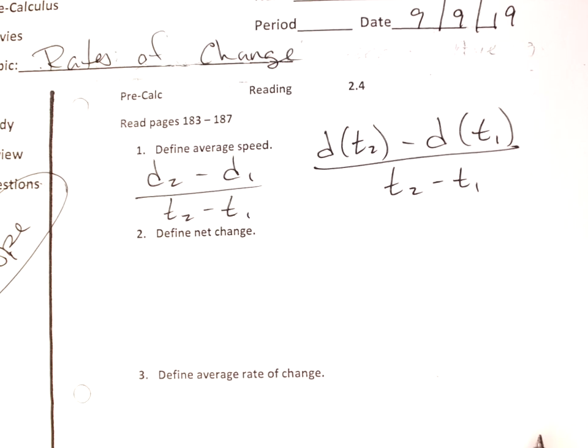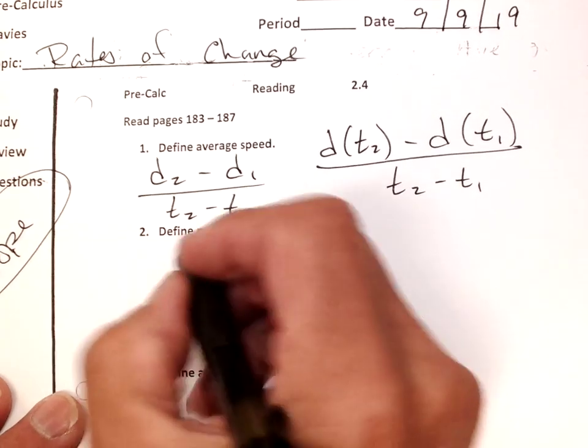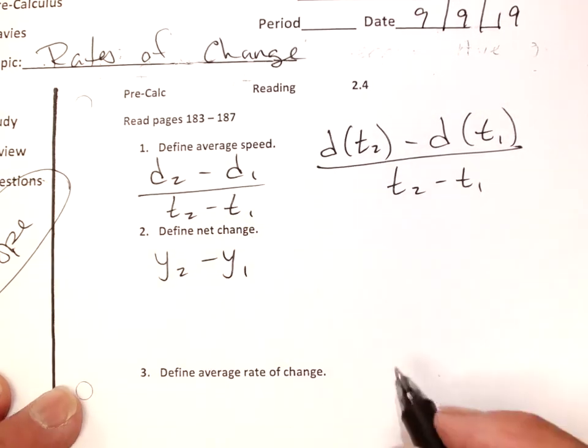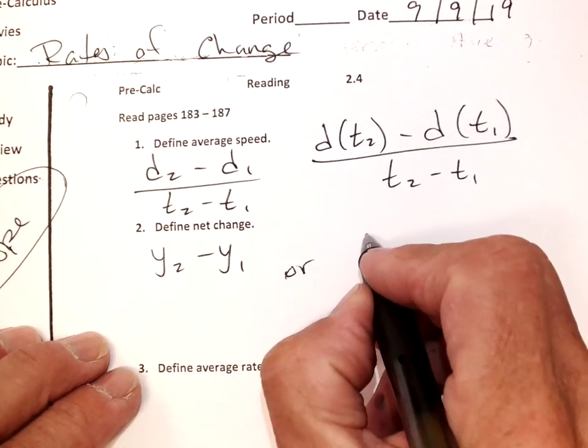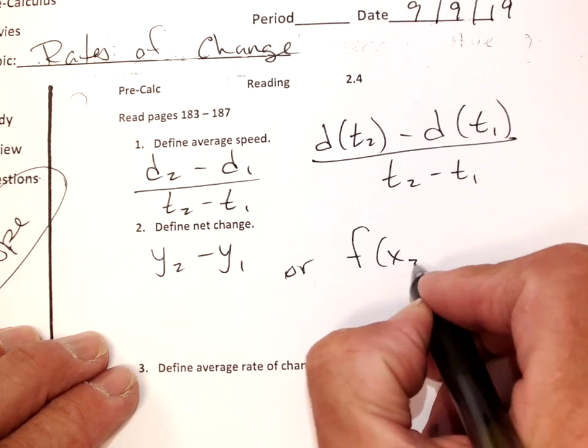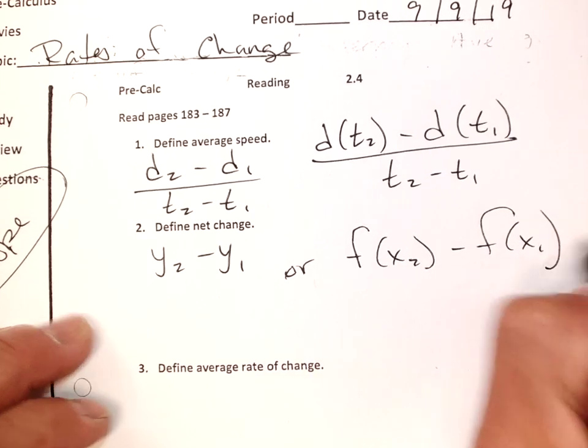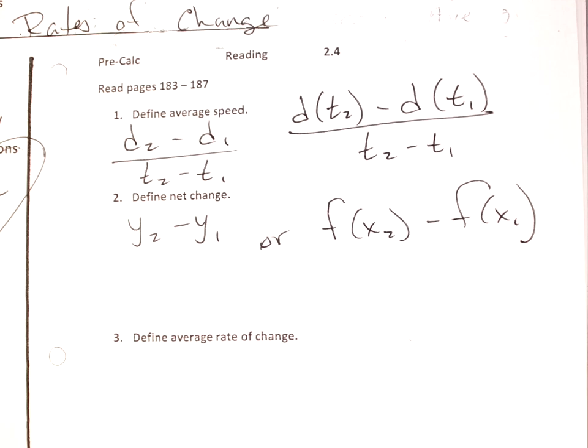Okay, net change. Net change is just the y values, so it's just your y2 minus your y1. That's just your net change. We're not worried about how much it goes up or down in any particular interval. Or in function notation, f of x2 minus f of x1. Same thing. If you plug in an x, you get a y. You take an equation, plug in an x, you get a y value. So this is y2 minus y1, but in function notation.